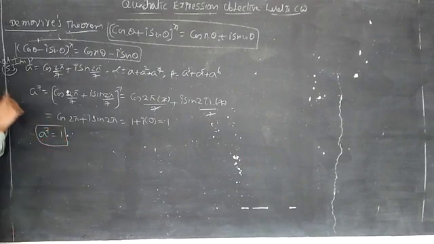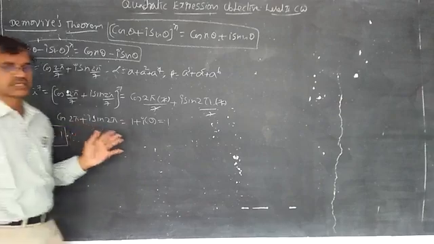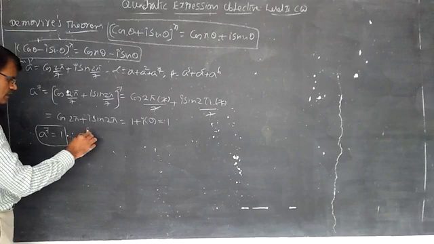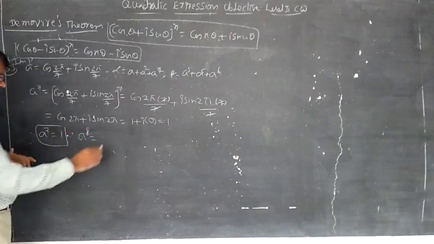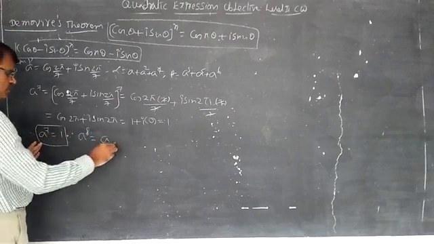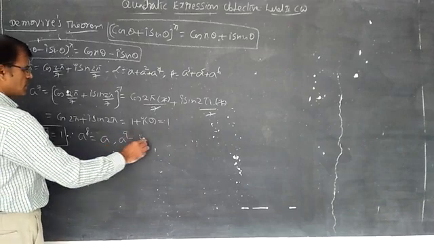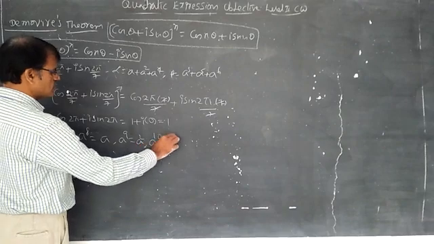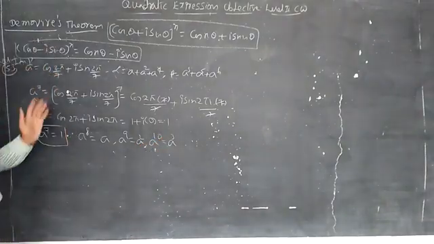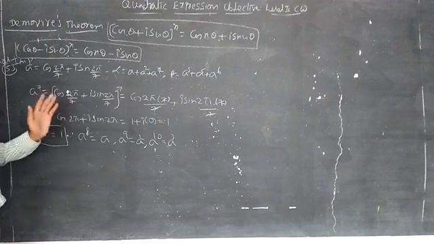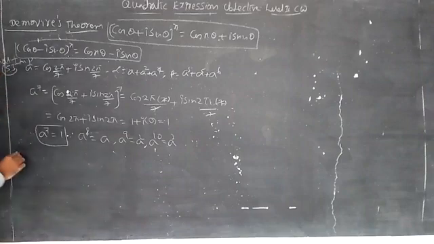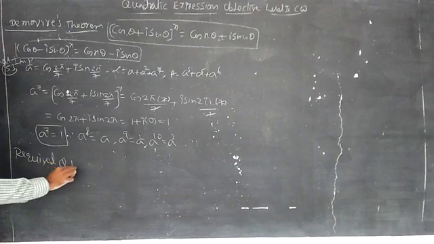This is very useful for us. Cos 2 pi means cos 360, which is cos 0, that is 1. So a power 7 is equal to 1. Let us remember that a power 8 becomes a, because we multiply a on both sides. Similarly, a power 9 is equal to a square, a power 10 is equal to a cube, a power 11 is equal to a power 4, like that.